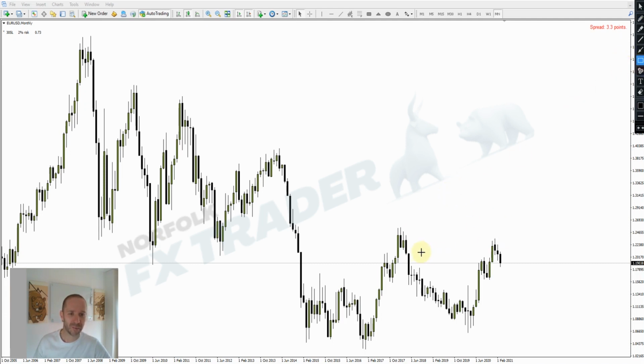So what we would have is this area here of supply on a monthly, and we have this area here of demand. And as you can see, the market came up into this area on the monthly time frame. Now once we have identified this as a monthly area of supply, we then need to go down and see where that area of supply would be on a weekly. So let me just mark off on here. Let's mark off this as an area of monthly supply.